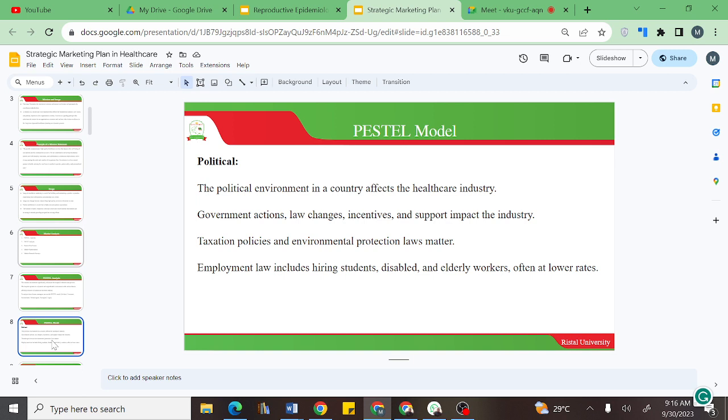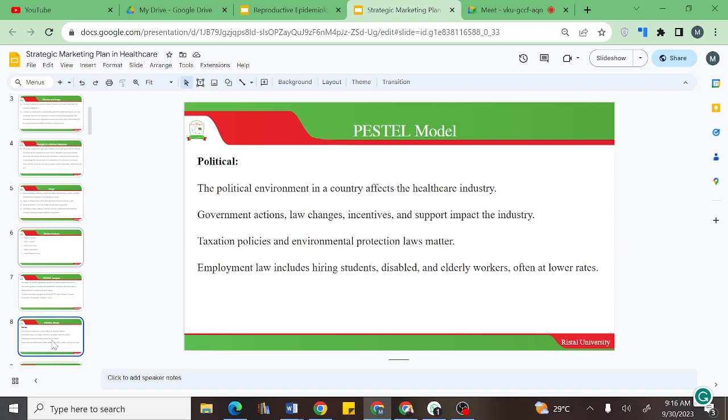If we have unstable political environment, no investors will actually come in. Okay, if you don't have a favorable tax regime, this is to say that if I want to establish a hospital, the taxes that I have to pay are huge. That also makes it extremely difficult.